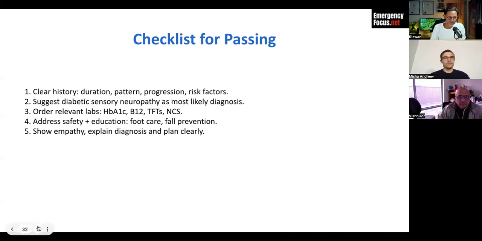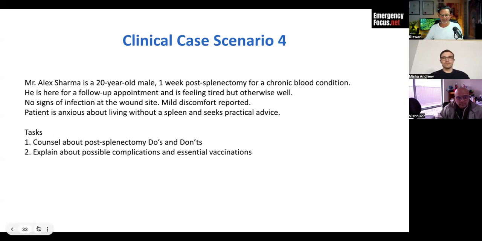Okay, we'll move on. So, clinical scenario number 4. This is a very interesting scenario because you don't commonly see these kinds of patients in clinical practice. However, they are still a substantial part of AMC clinical recall. Why don't we see them? Because they're very well managed out in the community.